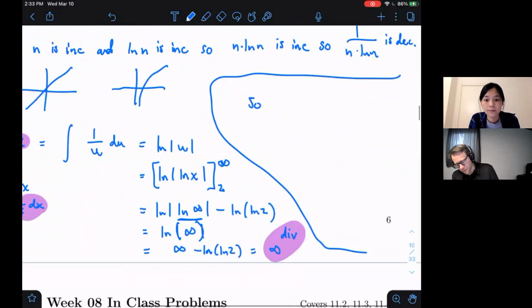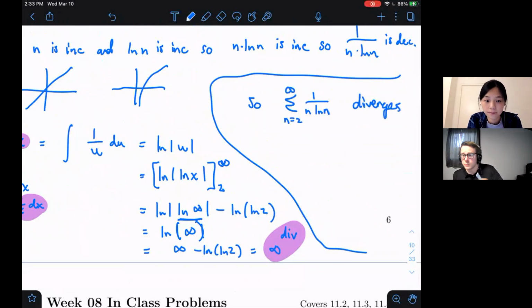So we'll say, the series that we had here, 1 over n times the natural log of n, starting off at n equals 2 and getting larger, diverges. Why does it diverge? Because of the integral test.